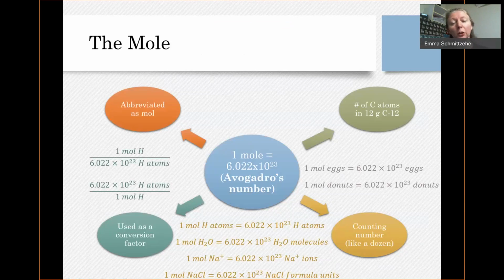You're just converting the unit. Okay, so you should be converting between atoms and moles using those ratios. Okay, so let's look at some examples of using Avogadro's number to convert between moles and whatever particle we're talking about.